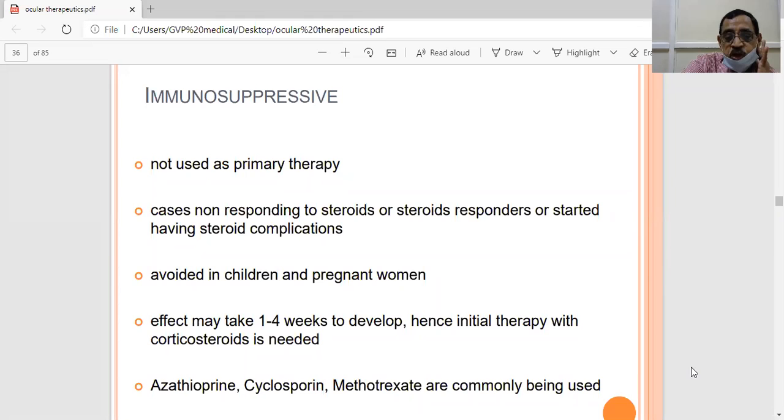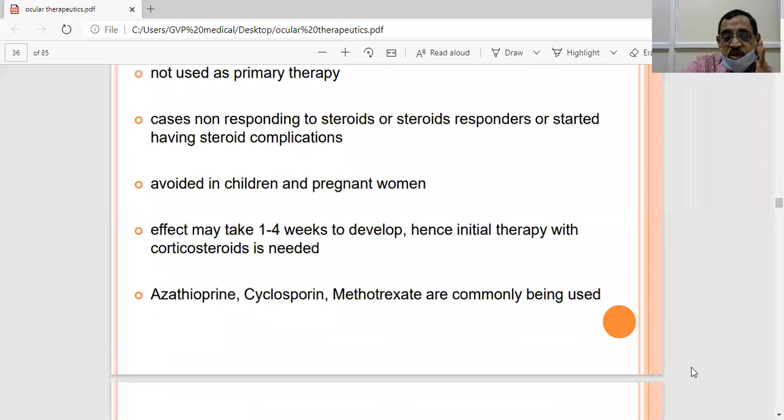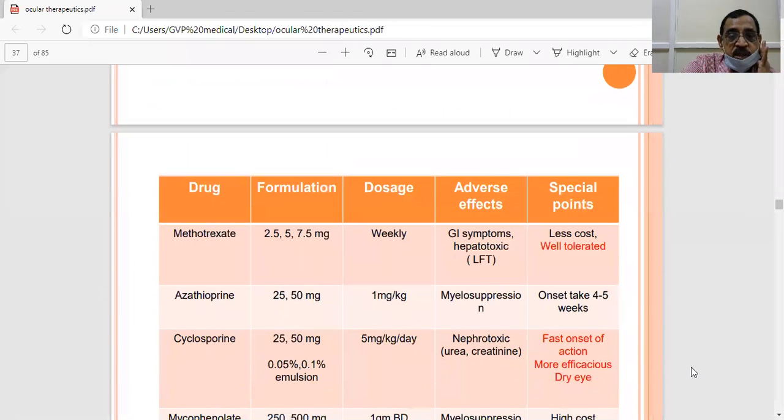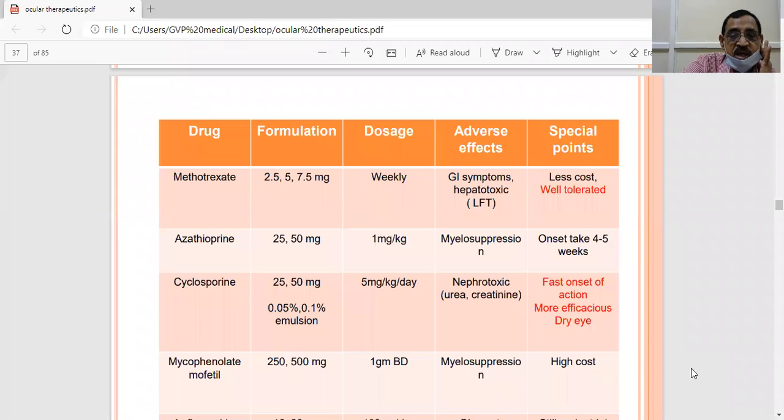Azathioprine, cyclosporine, and methotrexate are commonly used. Methotrexate is available as 2.5, 5, and 7.5 milligrams. The dosage is weekly, and the adverse effects are gastrointestinal symptoms and hepatotoxicity. LFTs must be monitored while using methotrexate. The cost is low and it is well tolerated.